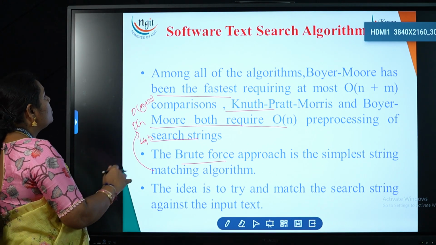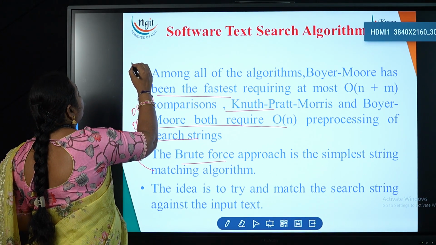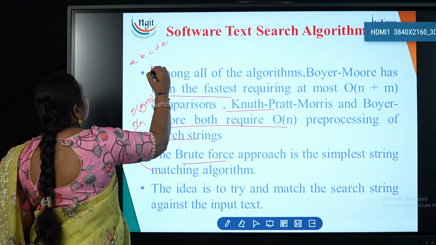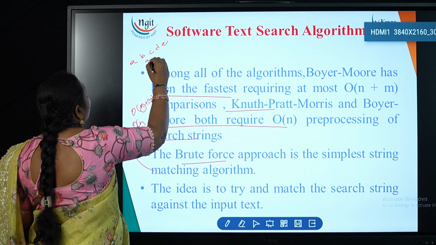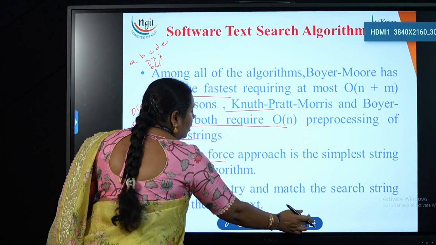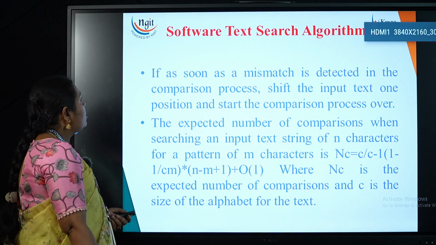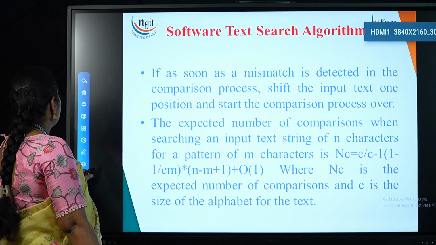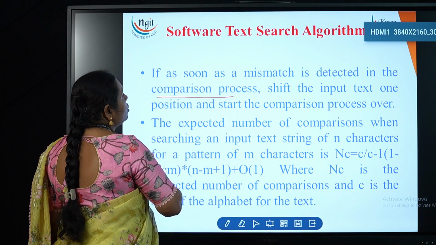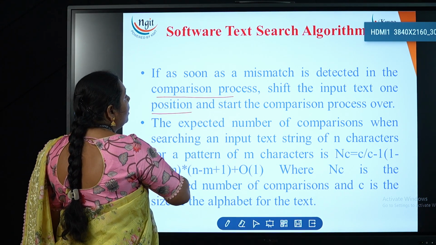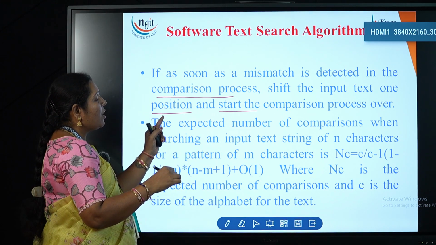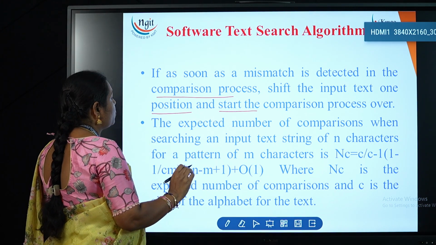The idea is to try to match the string against the input text. For example, if I have the complete text A, B, C, D, E, and I get B, C, D, I want to check the pattern where I'm going to match. This is the basic concept in these algorithms. Whenever any mismatch is detected in the comparison process, we have to shift the input text one position and start the comparison process over. You will understand while we are doing the algorithm, so don't worry.